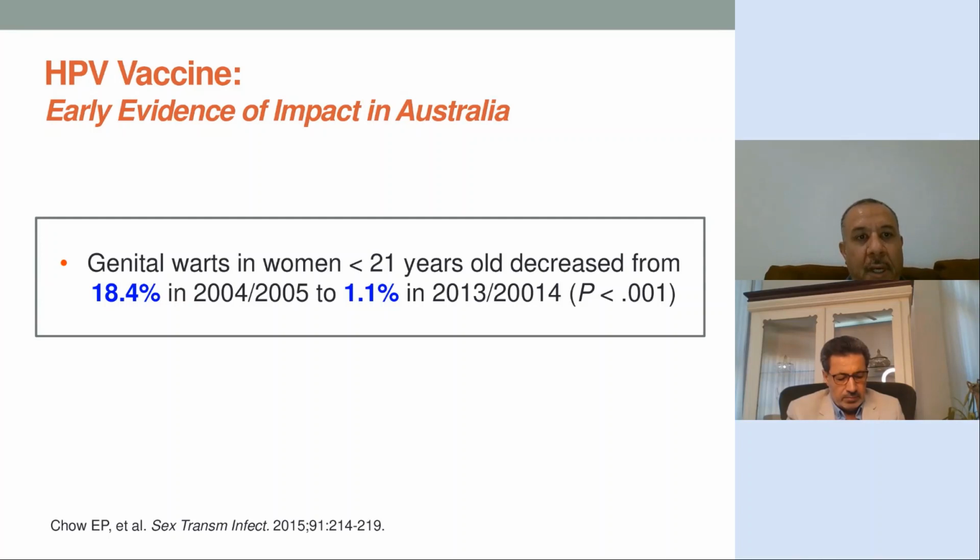This is also research from Australia talking about the reduction in warts in women less than 20 years of age, and the reduction was significant, from 18% to 1%.